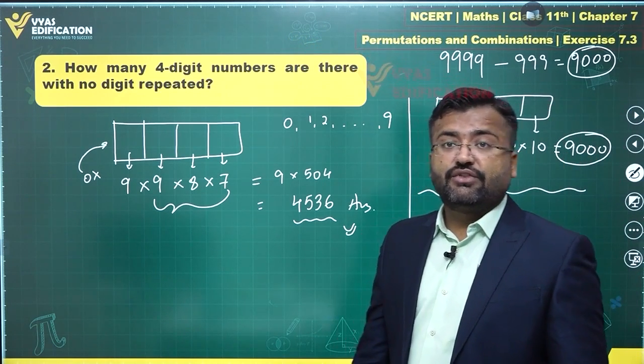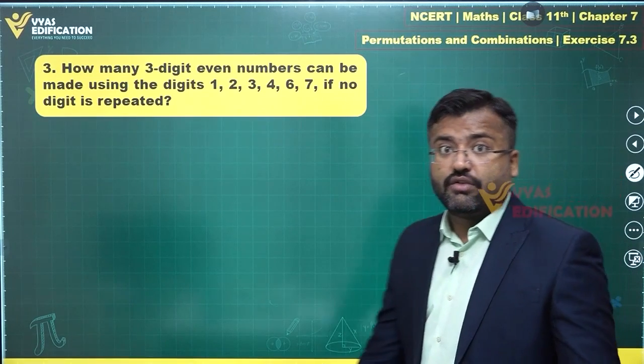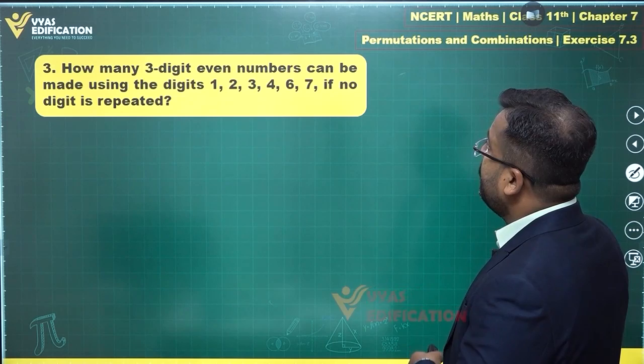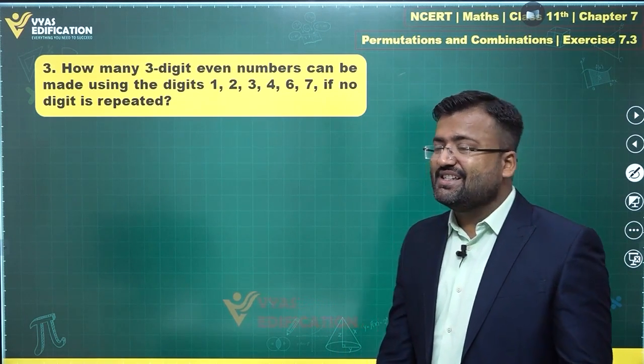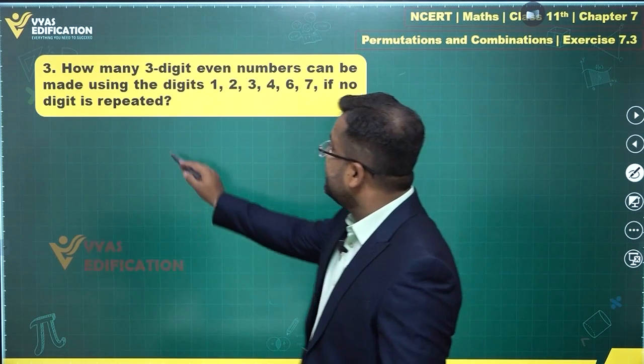Let's move on to the next one after this. Third question: how many 3-digit even numbers, we are talking about even numbers now, can be made using the digits 1, 2, 3, 4, 6, 7 if no digit is repeated, right? We are supposed to be concerned with even digits, right? 3-digit even numbers.